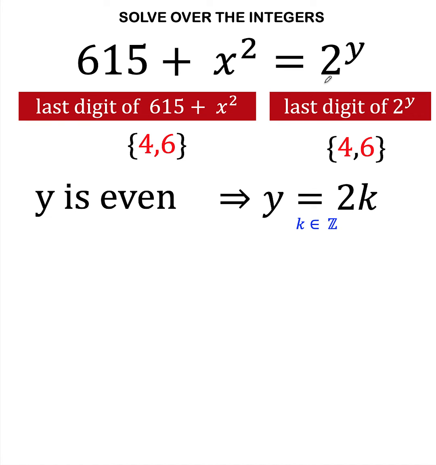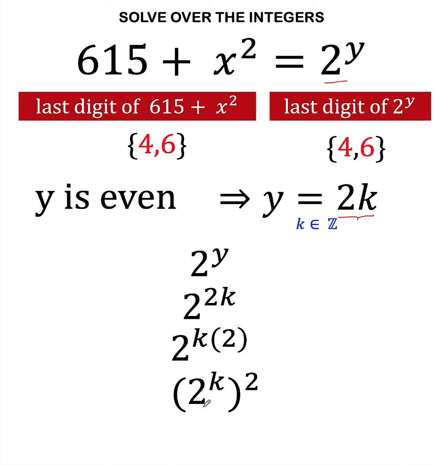Therefore, this 2 raised to y can now be written as 2 raised to 2k because the exponent y is in the form 2 times k. Multiplication is commutative, so we can also write this as 2 raised to k times 2. We interchange the order of 2 and k in the exponent. And applying the converse of the power rule of exponents, this can be written as the quantity 2 raised to k all raised to the second. So we can now replace this part here by this result.